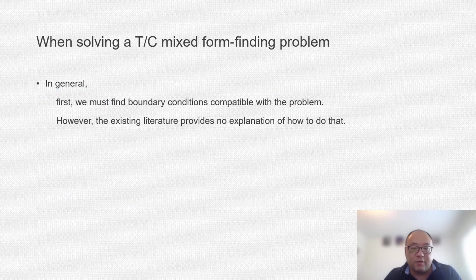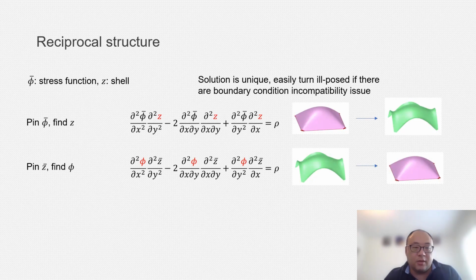Consequently, when solving a tension compression mixed form finding problem, we must identify boundary conditions compatible with the problem first. However, my search found no existing literature that provides an explanation of how to handle this. Now let's talk about how to solve the problem.